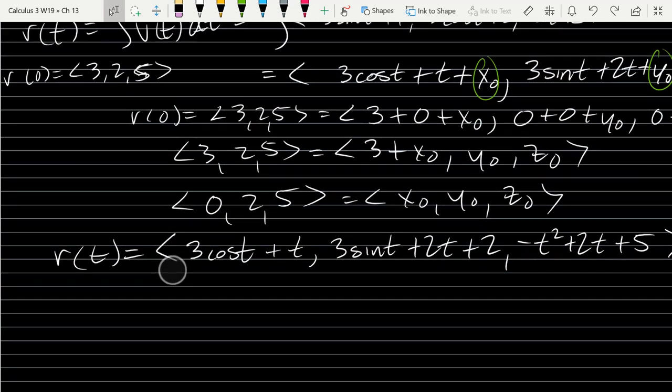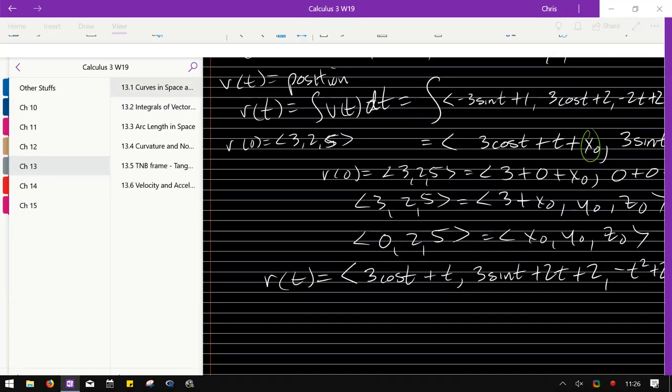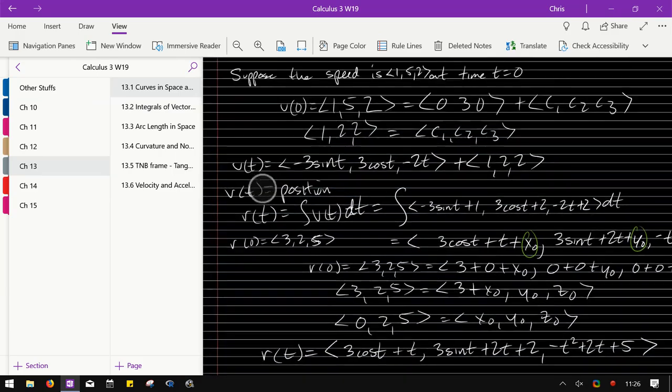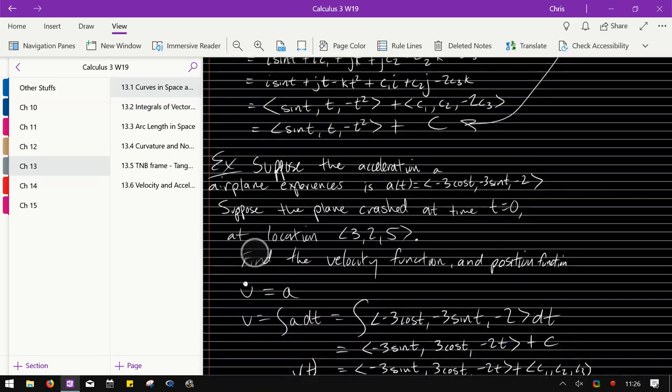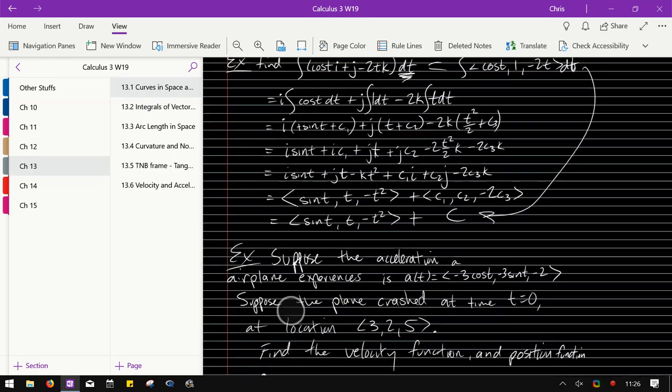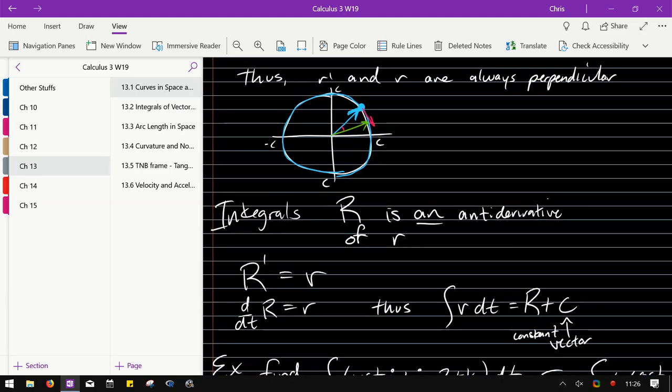So let's look at projectile motion in R2. Oh, somehow we ended up in 13.2. So let's see, we're still doing curves in space, but all right, right here is where 13.2 should have started. So I'll do the rest of the lecture in 13.2.